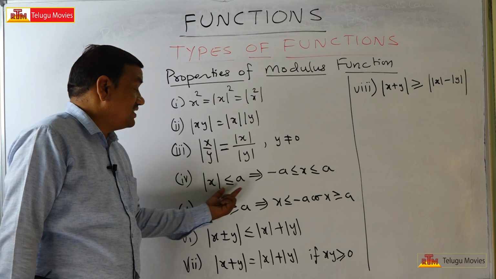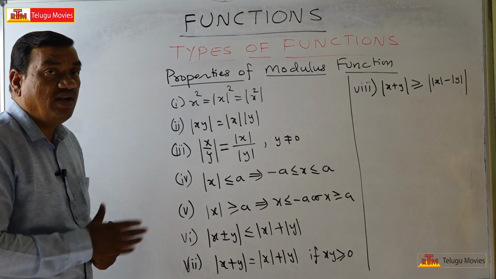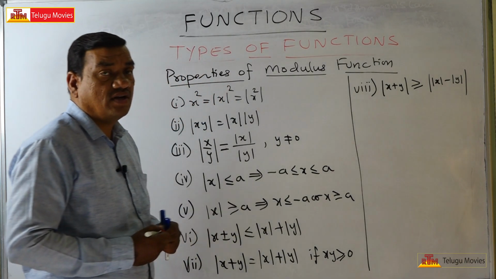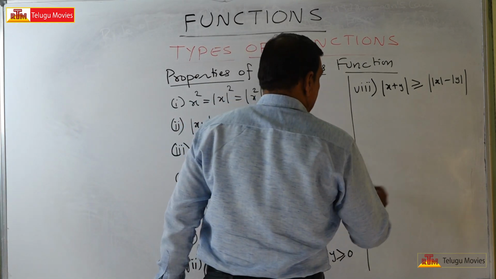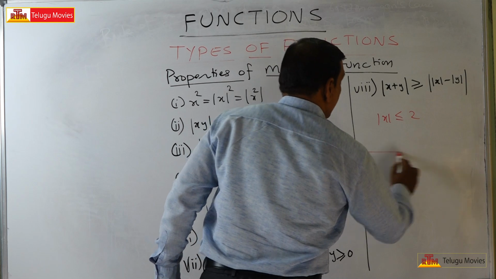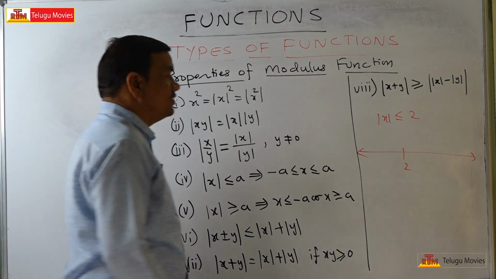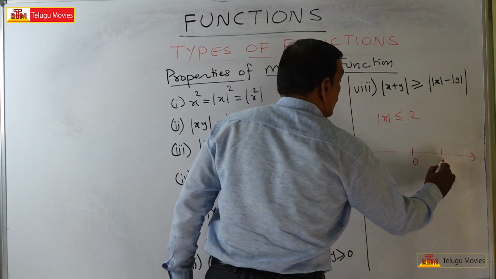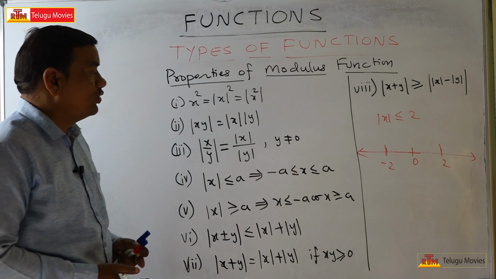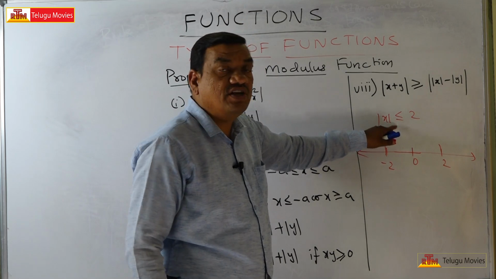If modulus of x is less than or equal to a, then x lies between minus a and a. Very easy thing this is. For example, you can see the proof for this also. Here a is a real number. For example, modulus of x less than or equal to 2 means your number is 2 here. Take 0, 2, and here minus 2. Whatever values you substitute between minus 2 and 2, including minus 2 and 2, this inequation will satisfy.